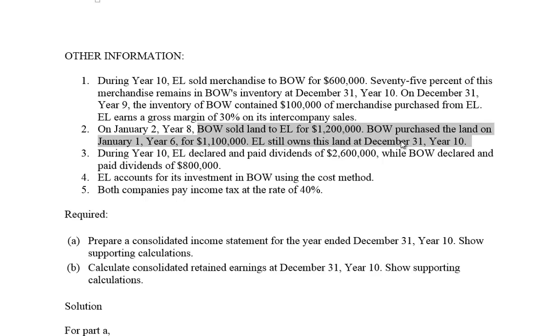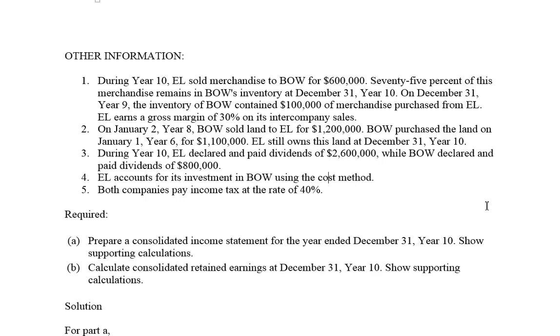All right? Now we also know that in year 10, the parent declared and paid dividends of $2.6 million, and Bo declared and paid dividends of $800,000. Bo being the sub, don't forget you own 70%, so $560,000 is an intercompany dividend. We dealt with these in a previous chapter, so you should know how to handle those when you're calculating your intercompany amounts.